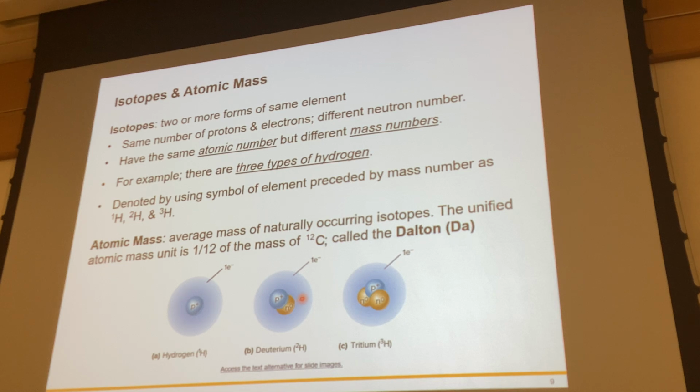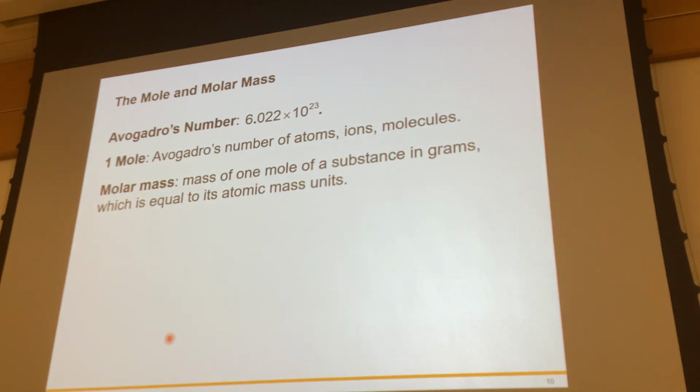So the atomic mass of this element right here is 2. The atomic mass of this element is 3. The atomic mass of this one on the left-hand side is 1. This is the most common form of hydrogen, and so these are all naturally occurring hydrogen isotopes. Other elements have other isotopes, and regardless of the isotope, you're just messing around with the number of neutrons.